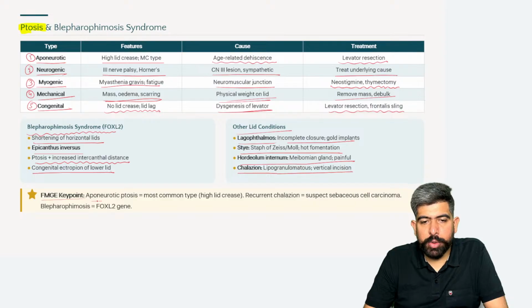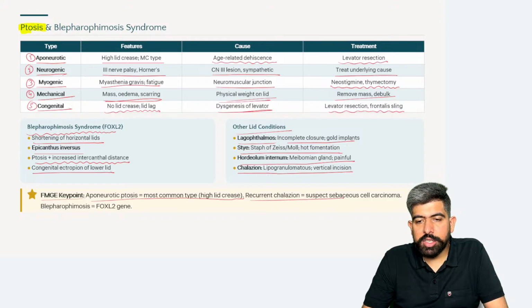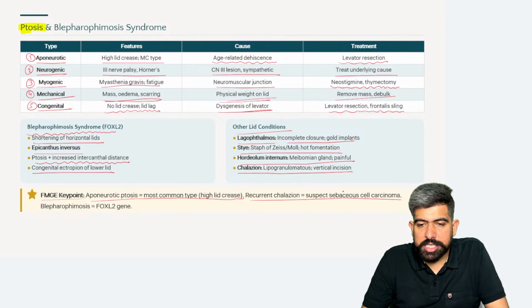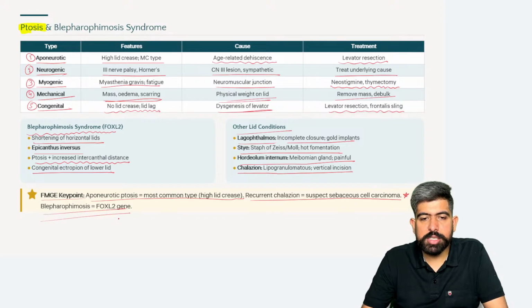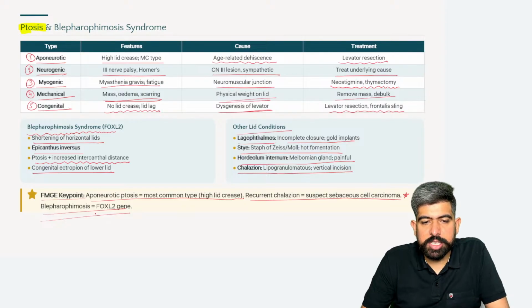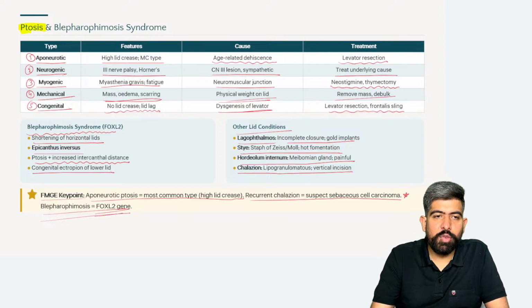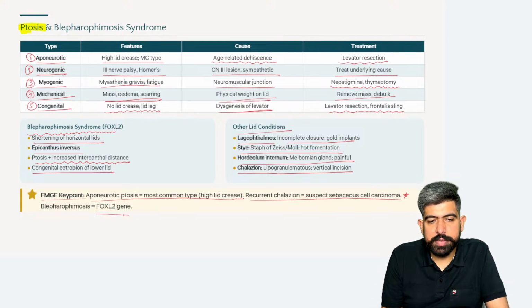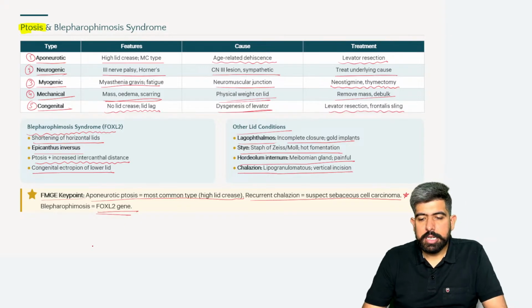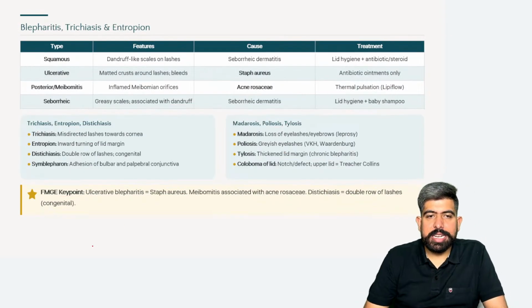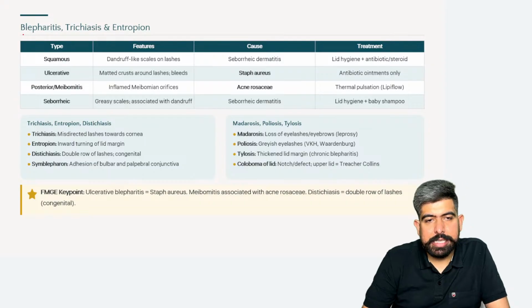FMGE key point is saying aponeurotic ptosis is the most common type of the acquired ptosis. And recurrent chalazion, we suspect the sebaceous cell carcinoma. Please remember, blepharophimosis is related to your FOXL2 gene. Please remember the gene which is involved there, this is known as your FOXL2 gene. Clear?